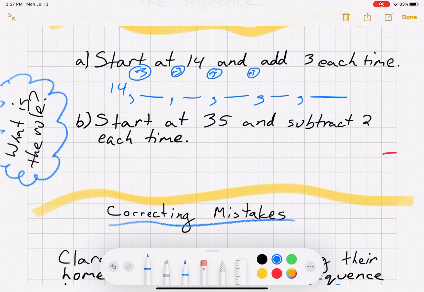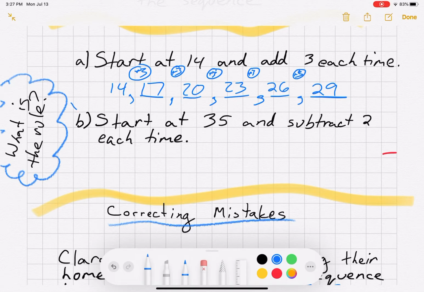And that's the difference between the two numbers in the sequence. So 14, I'm going to add 3, 17. Adding 3, 20. Then I'm going to add 3, so that's 23. And then I'm going to add 3, which is 26. And then I'm going to add 3, which is 29.